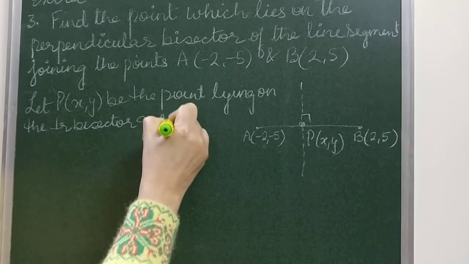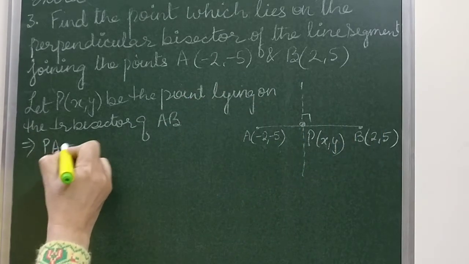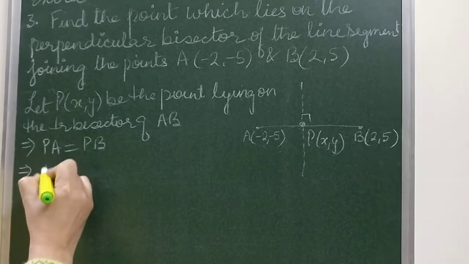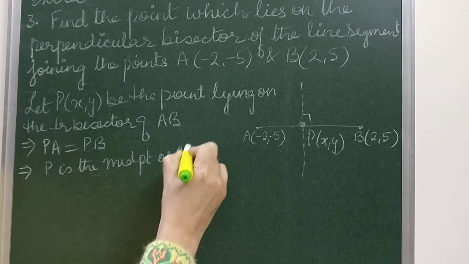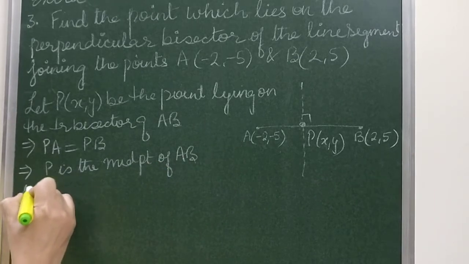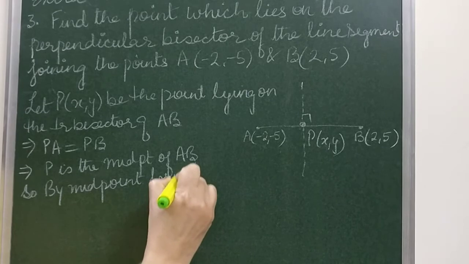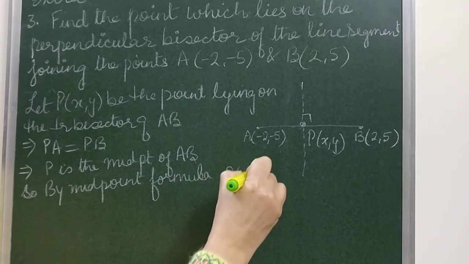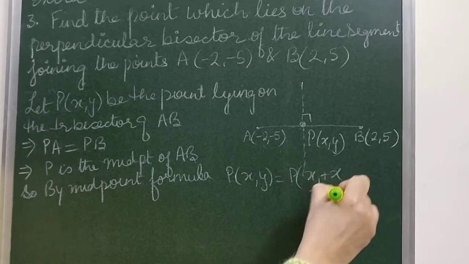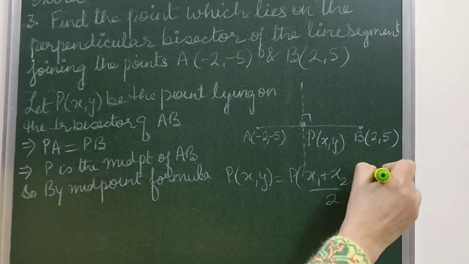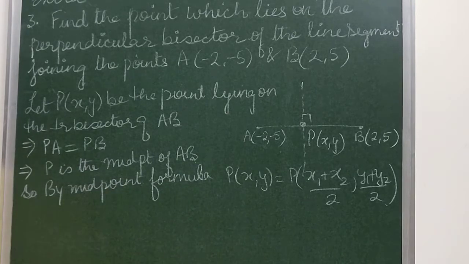of AB. It implies that the distances PA and PB will be equal to each other. PA will be equal to PB, which implies that P is the midpoint of AB, right? So we can apply the midpoint formula. So by the midpoint formula, P(x, y) will be equal to P. X is what? (x1 plus x2) divided by 2 and (y1 plus y2) divided by 2. So these are the coordinates. You have to use this formula, right?